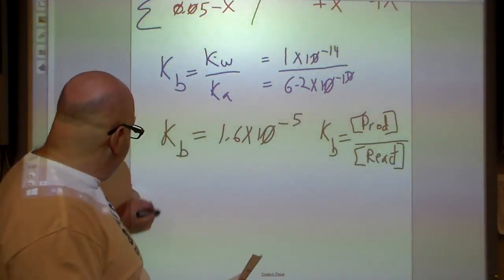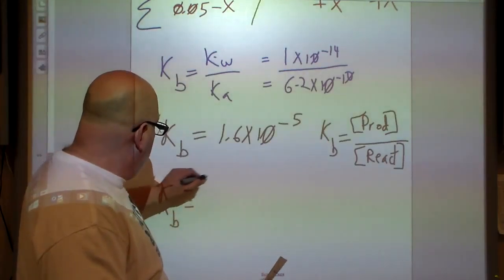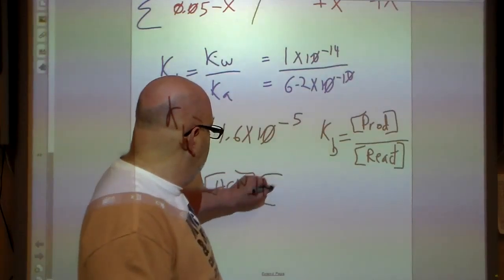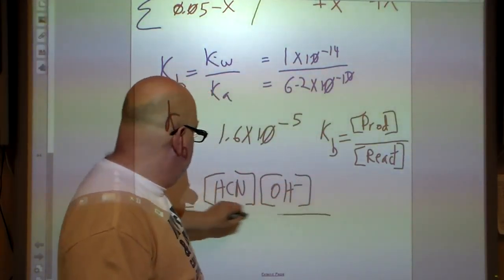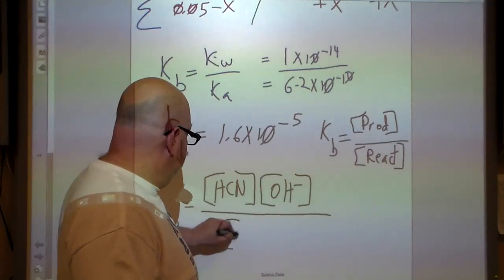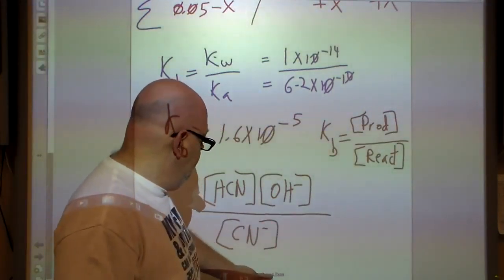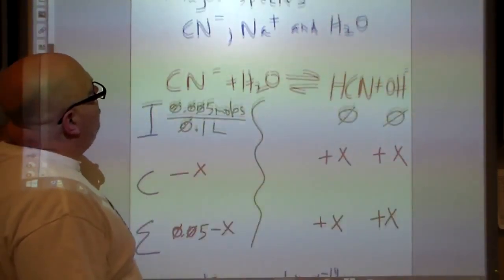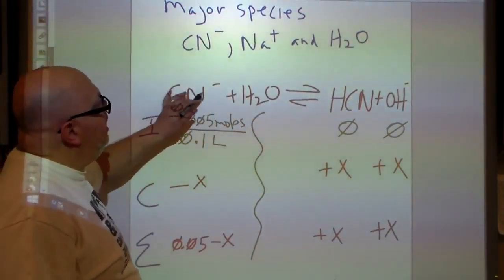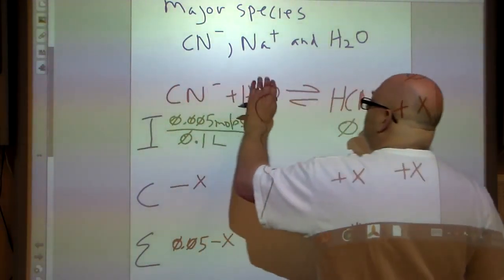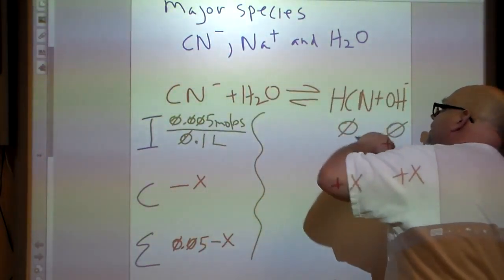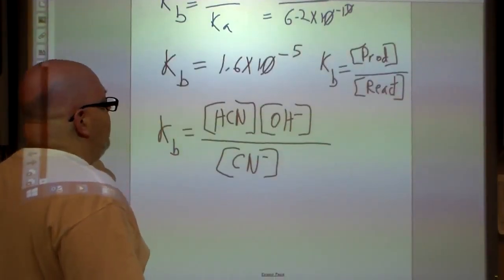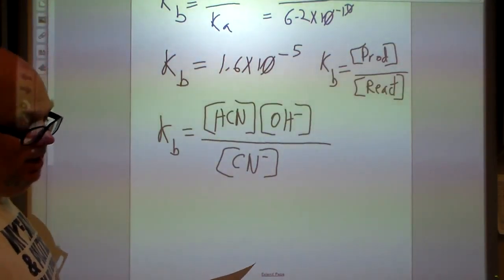So that would mean that our Kb is going to equal HCN multiplied by OH minus over, in this case, CN minus. So that's what it would look like for our equation, because look at our reaction up here, okay? CN minus plus H2O gets us HCN plus OH minus. Remember, we've got an equilibrium that's being established here. So with that, now we can go ahead and plug in numbers.